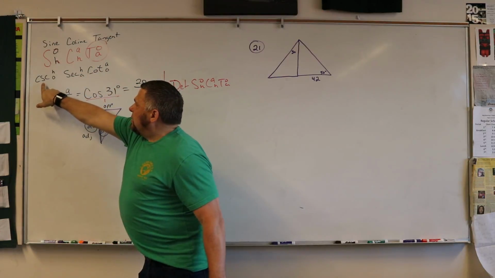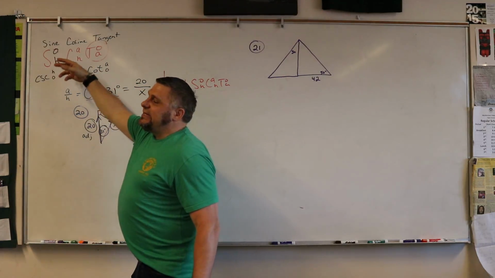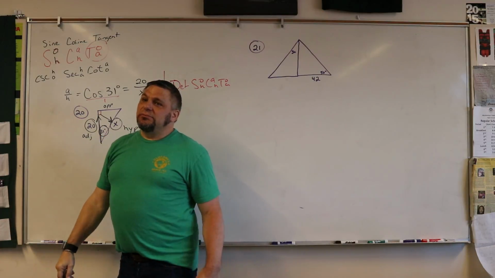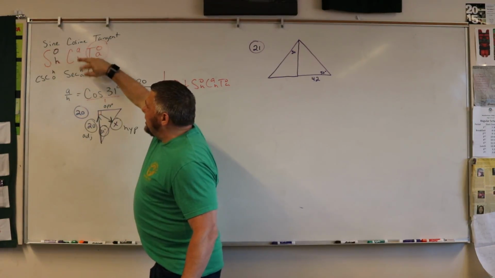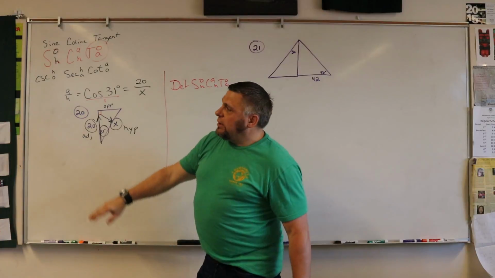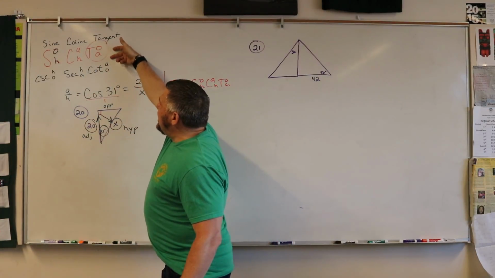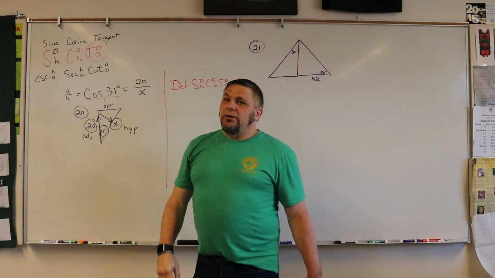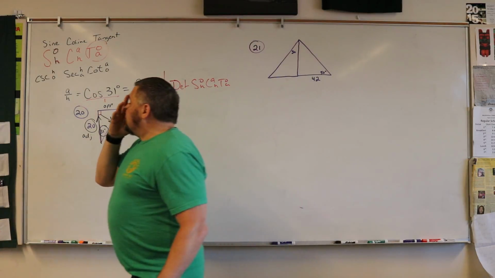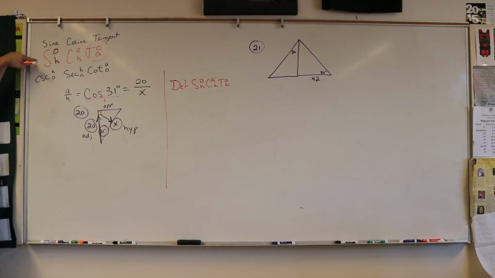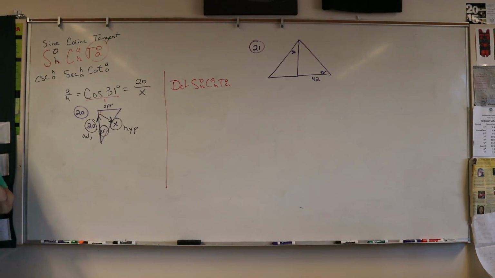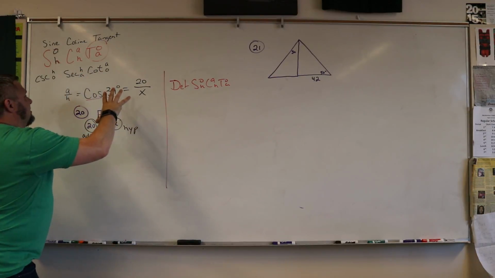SOHCAHTOA. Cosecant is the inverse of sine. Secant is the inverse of cosine. And cotangent is the inverse of tangent. Alright? So the inverse sine, notice I say inverse first, is cosecant. But the sine inverse is the one where we find the angle. Okay? So we already kind of went through all this stuff.